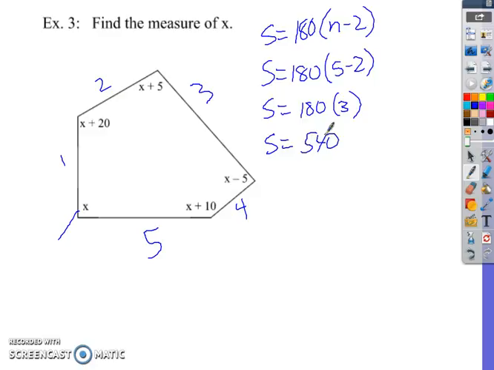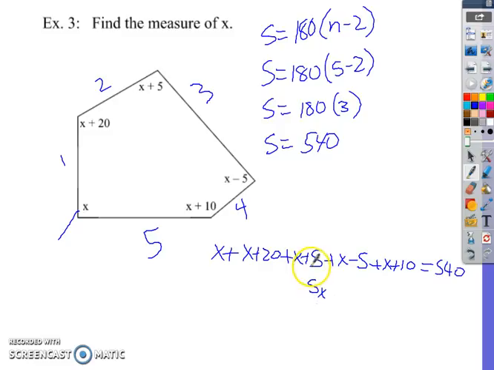All right, how is that going to help us? Who thinks they can come up with a formula? Yeah, very good. All we have to do is add up all of these. So x plus 20 plus x plus 5 plus x minus 5 plus x plus 10, that of course is going to equal 540. What do we do now? Yes, combine like terms. I have 1, 2, 3, 4, 5 x's. So we have 5x, and then we have 20 plus 5, so that's 25. Minus 5 is 20. 20 plus 10 is 30. So 5x plus 30 equals 540.